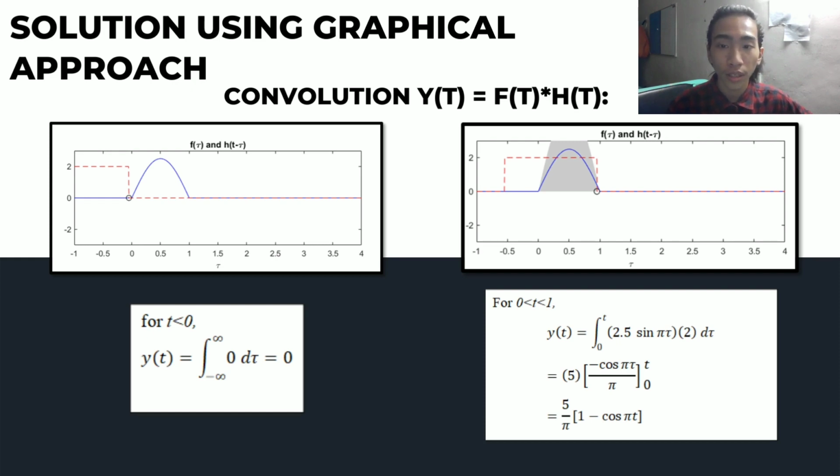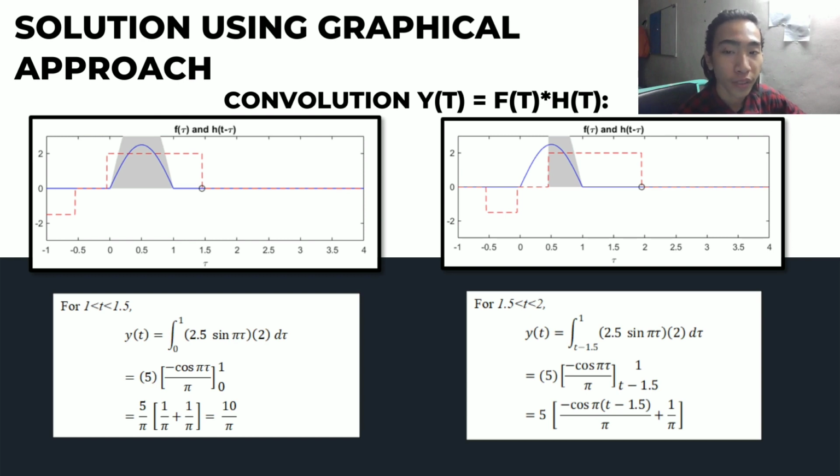As we can see, our group chose the f(t) signal as the fixed signal while the h(t) signal is the moving signal. So for figure 1, for t less than 0, we are integrating 0, equal to 0, because there is no overlapping between both signals. For the next figure, we have overlapping between both signals. From 0 to t, integrating 2.5 sine pi tau times 2, and we have the answer 5 over pi times (1 minus cos pi t).